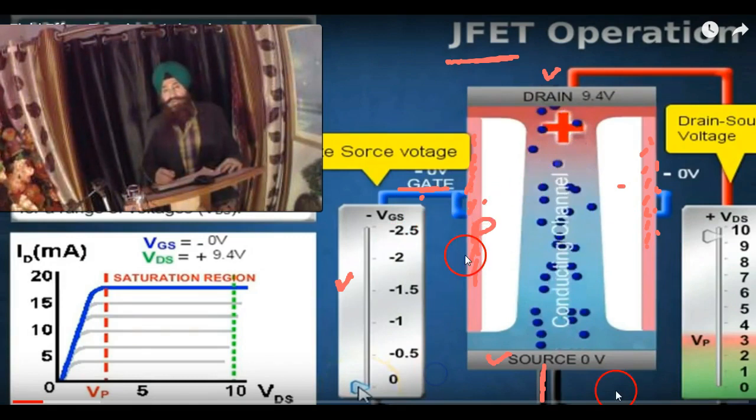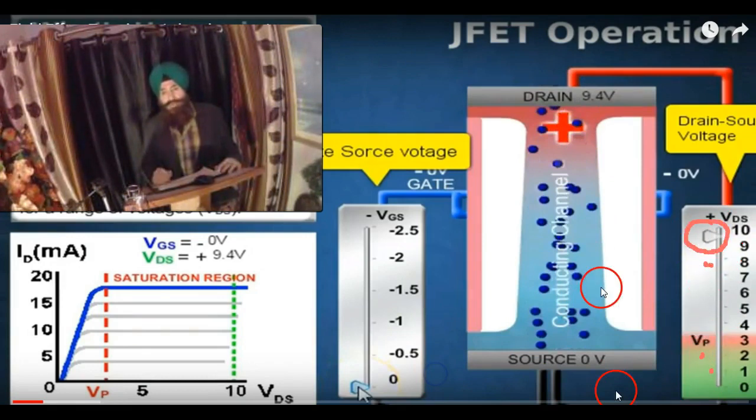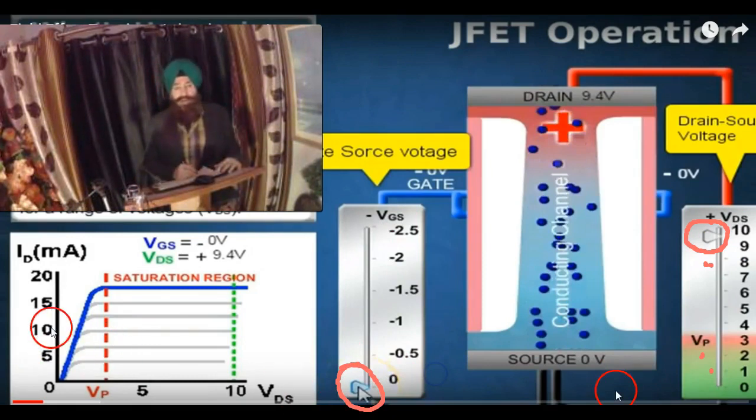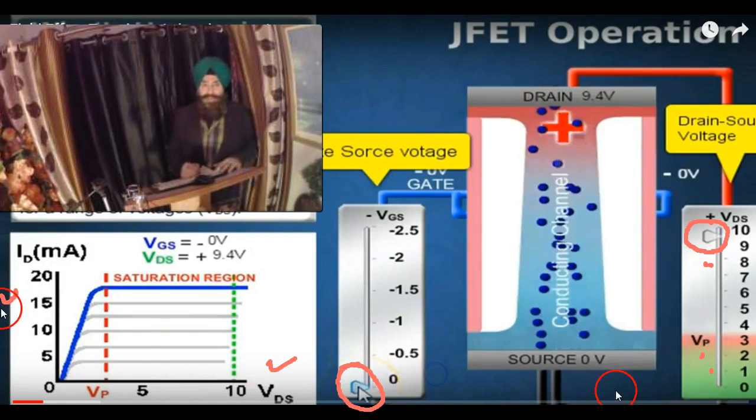Second, at any gate source voltage, maybe -1, maybe -1.5, the current which is flowing from source to drain can be a function of the drain source voltage, which is positive at this end and negative at this end. This end may be at the ground potential. So this is the drain source voltage. Here we are giving 0 to 10 volt, or 0 to 9 volt, between drain and source. We can vary this drain source voltage by changing this knob, and we can make the VGS variable by changing this knob.